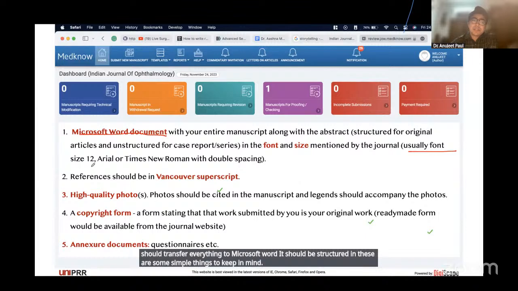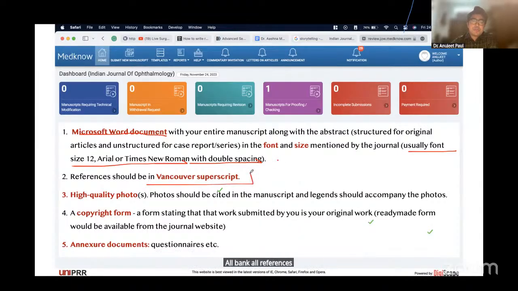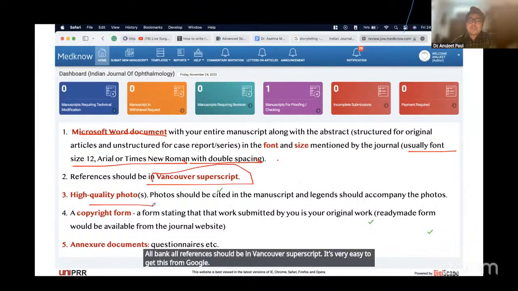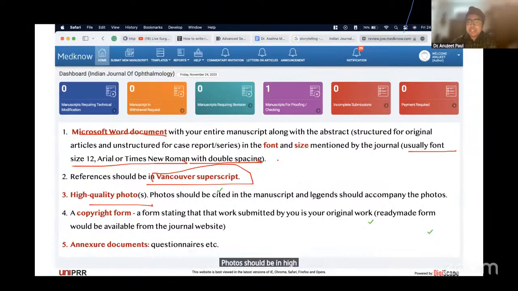Font should be around size 12 with Arial or Times New Roman, double spacing, and justified text. All references should be in Vancouver superscript. It's very easy to get this from Google. Photos should be in high quality with legends. Many people forget to send the legends.